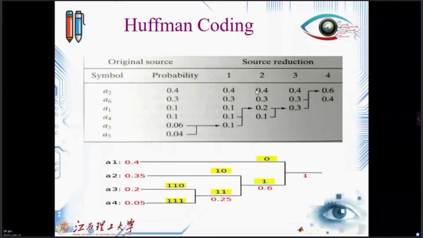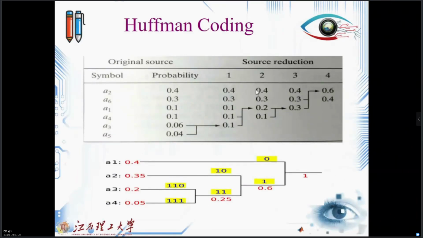Think that we have A1, A2, A3, A4 as the colors. And now we want to see the original source and source reduction for the image that we have. Think that the probability of A2 is 0.4, A6 is around 0.3, A1 is 0.1, A4 is 0.1, A3 is 0.06, A5 is 0.04.